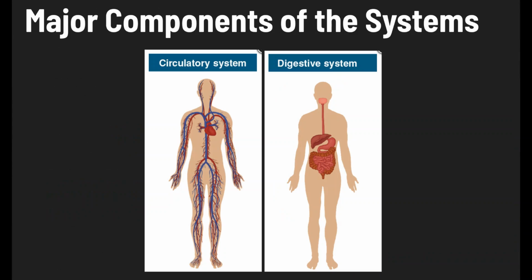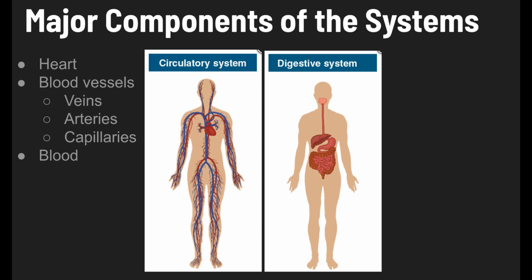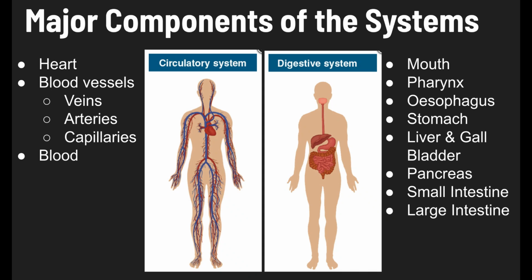That's the interaction. Okay, now let's talk about the relationship between the circulatory system and the digestive system. So first, to understand the relationship, you've got to know some of the components. I already talked about the components of the circulatory system, so I just listed those again here on the left. But the digestive system has some important components. You've got things like the mouth, the pharynx, the esophagus, the stomach, the liver and gallbladder, the pancreas, the small intestine, and the large intestine.